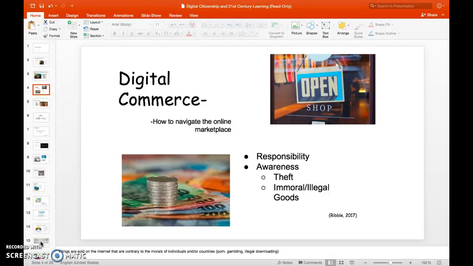The second component is digital commerce. Online shopping is not foreign to any of us, but there are rules and responsibilities you have when you're navigating the online marketplace. So your responsibility is to make smart choices, not overspend, all of that, but also have an awareness that theft occurs online and that immoral and illegal goods do exist, such as porn or gambling or illegal downloading. So we need to be aware that this exists and take precautions accordingly.